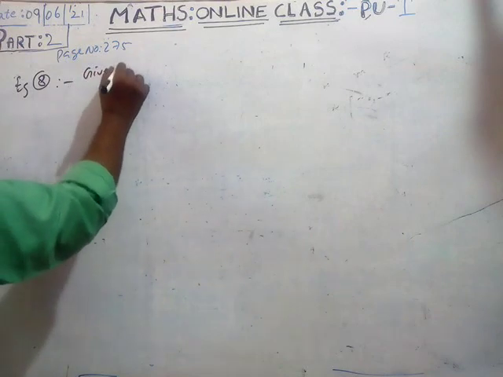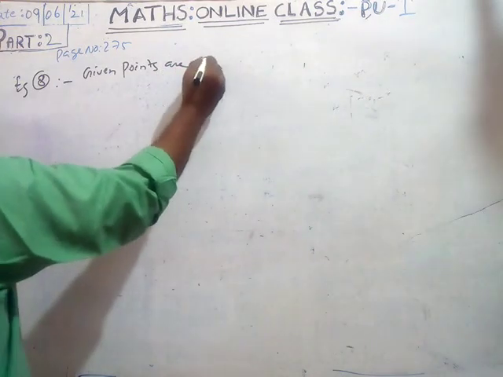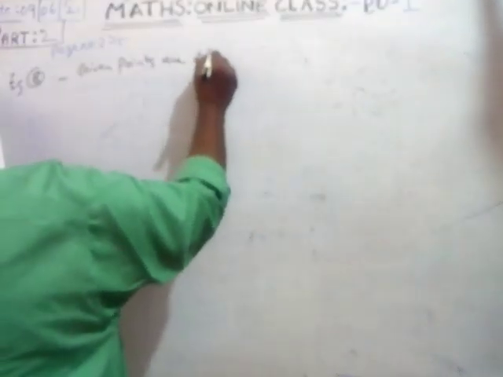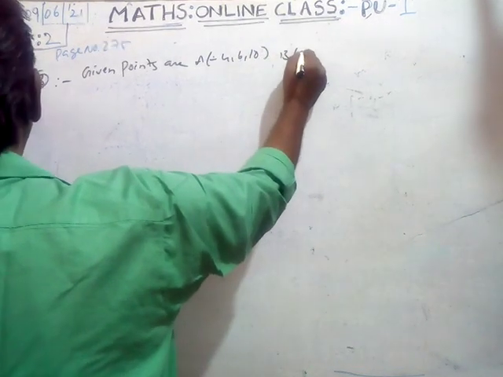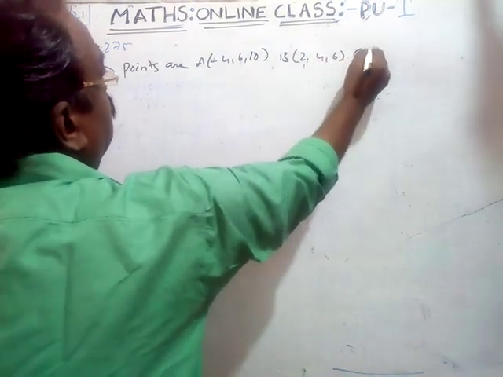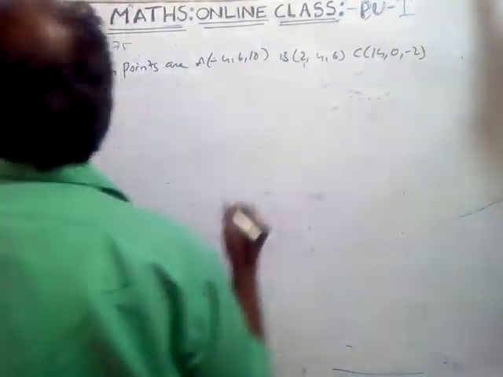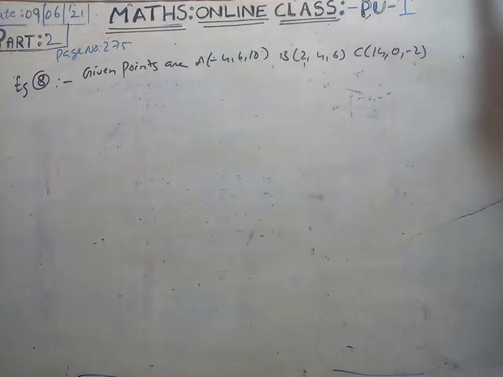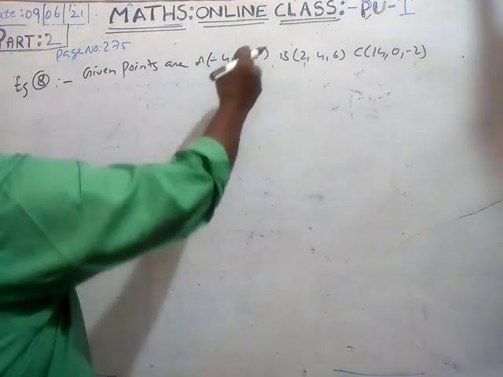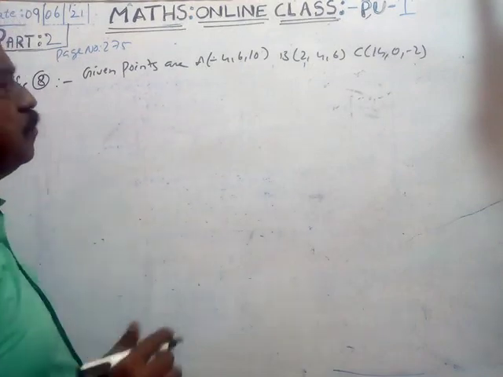The given points are, what is A? We are taking A as minus 4, 6, 10. What is B? 2, 4, 6. What is C? It is 14, 0 and minus 2. These are the 3 points. We have to prove that these points are collinear by using the section rule.